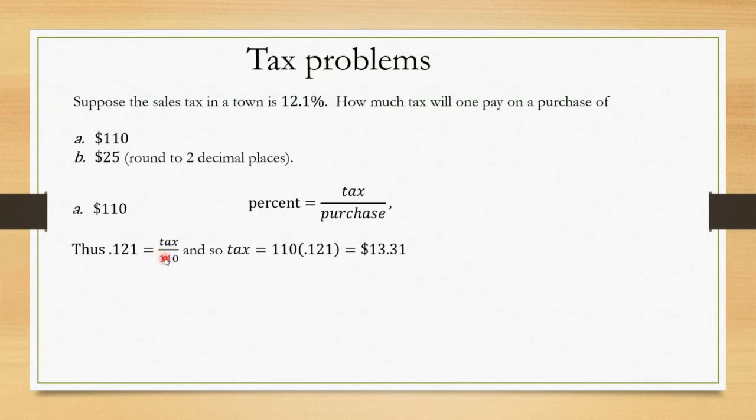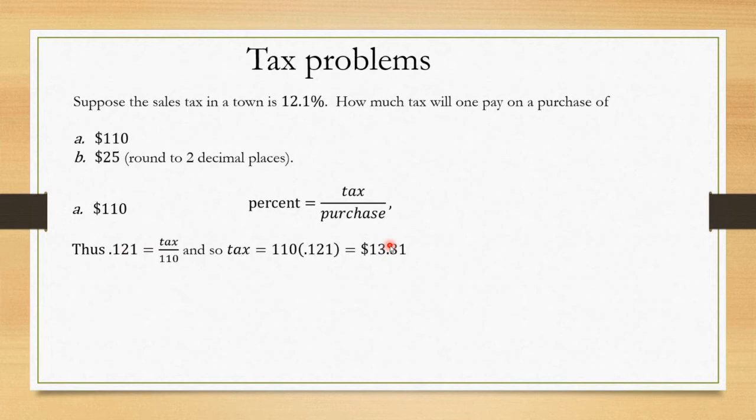So how do we get tax? Well, again, we're going to cross multiply. Or you could think of it as multiplying both sides by 110. Same idea. And so we get this, as you can see. All right. So from here, we get our tax, which turns out to be $13.31, after you round to two decimal places. So that's how much tax we're spending. Okay, that's good.